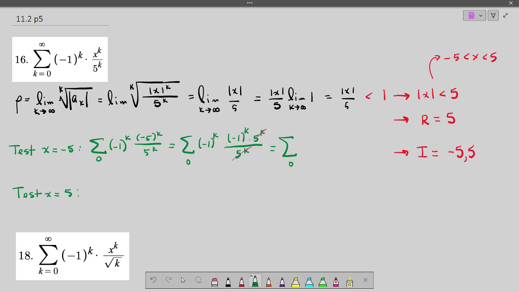-1 to the k times -1 to the k is -1 to the... k squared? Nope. K plus 2? K plus 1? K plus k, 2k. Right? If we have powers with the same base, we add the exponents, so we'll get k plus k, which is 2k. So this will be -1 to the 2k. And how does -1 to the 2k simplify?